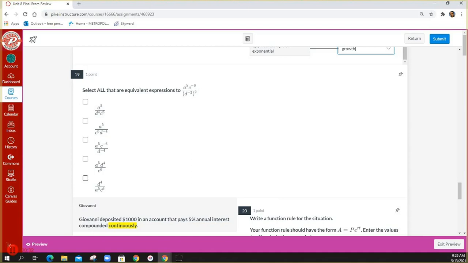So number 19, we need to go ahead and select all that apply. First things first, I'm noticing that we can multiply my exponents. And if I multiply my exponents in my denominator, negative 2 times 2, I will get negative 4. So let's select that as an answer.